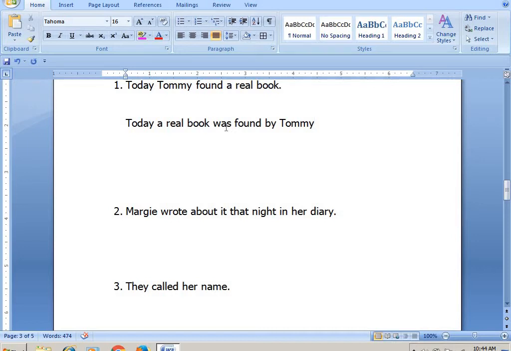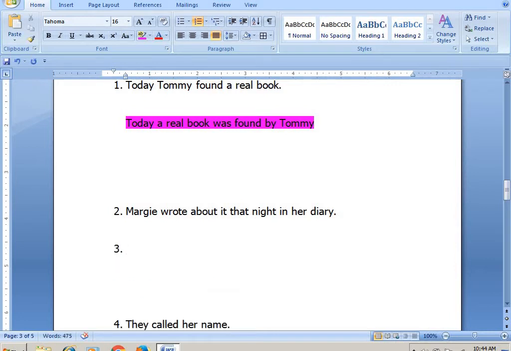Now see the second one. Students, let me highlight it for your sake. Okay, this is the answer. See the second one: Margie wrote about it that night in her diary. Come on. Who would like to make a sentence, without looking here and there, using the formula that I have given you? What is the object? What is the subject? I had told you there can be more than one object. Margie is the subject over here. Wrote is the verb. And then comes the object. So let's begin our answer. What will our answer be?